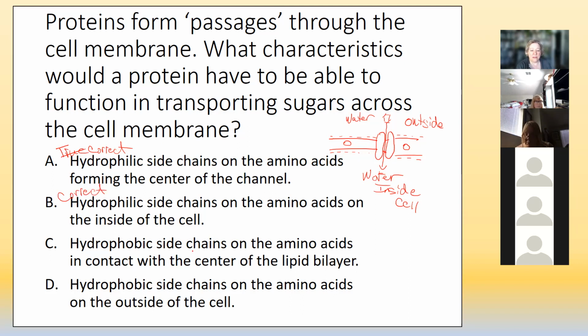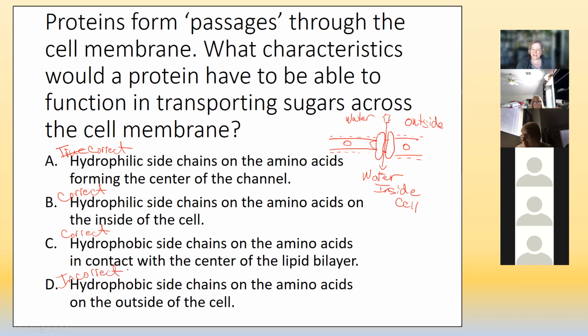Okay. Hydrophobic side chains on the amino acids in contact with the center of the lipid bilayer. So this part here. Yeah, they have to be hydrophobic, otherwise they're going to shoot right out of the membrane. They're not going to stay there. So this one is correct. Hydrophobic side chains on the amino acids on the outside of the cell. We've got a ton of water out here. If this part was hydrophobic, it would shove it down into the membrane. So this one is incorrect.